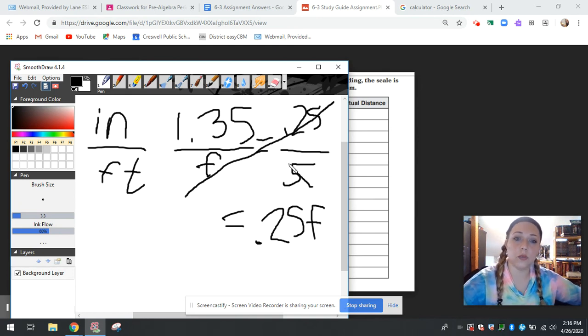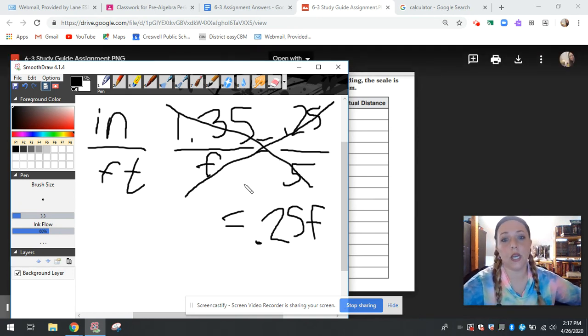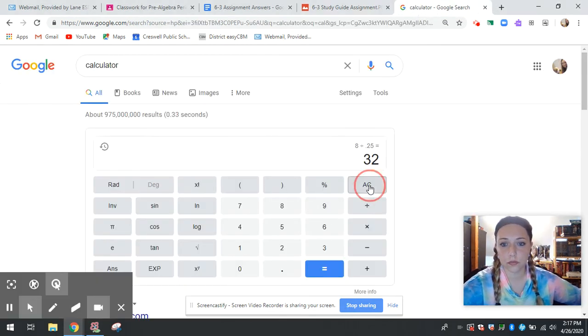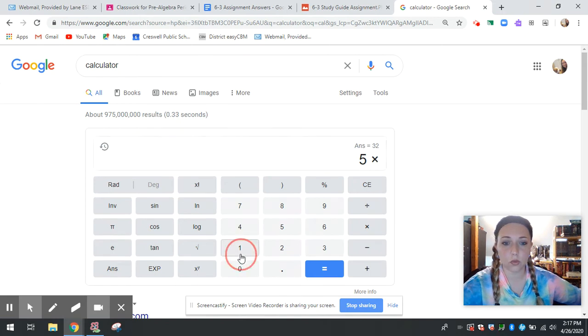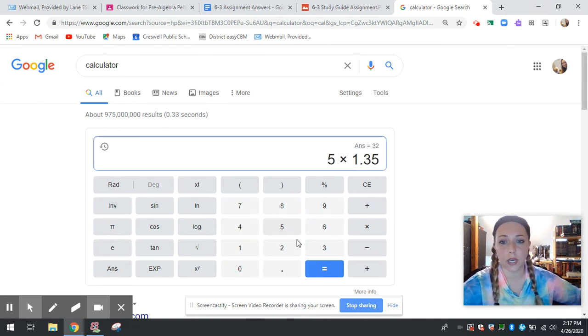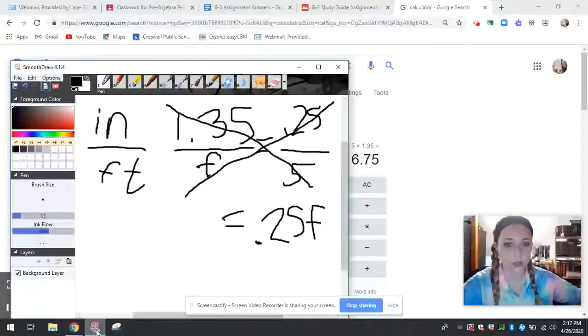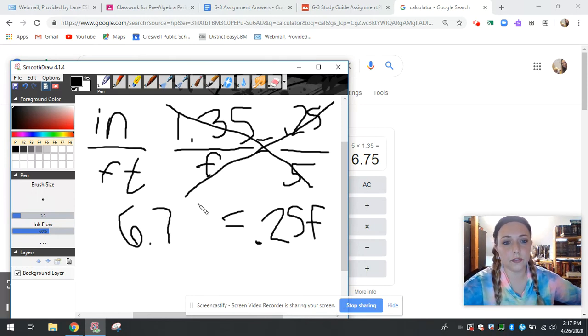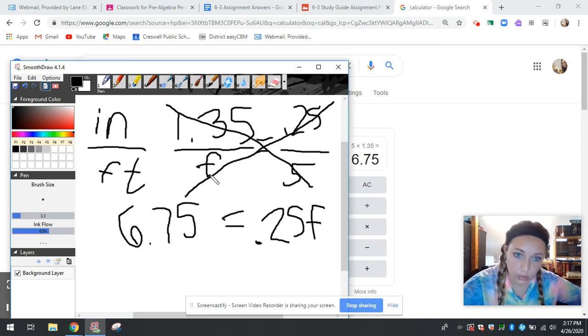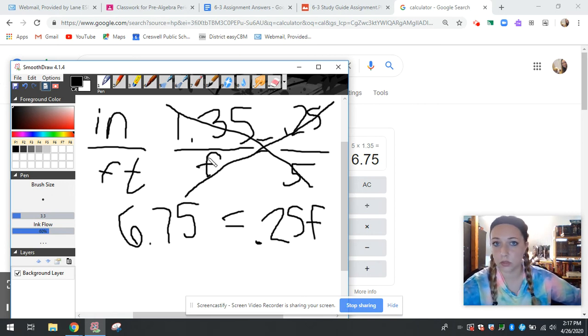Then I cross multiply on the other side: 5 times 1.35, that I can get an answer to. 5 times 1.35 equals 6.75. And the goal, as usual, is to get the variable by itself so that I can see what that would look like as a number.